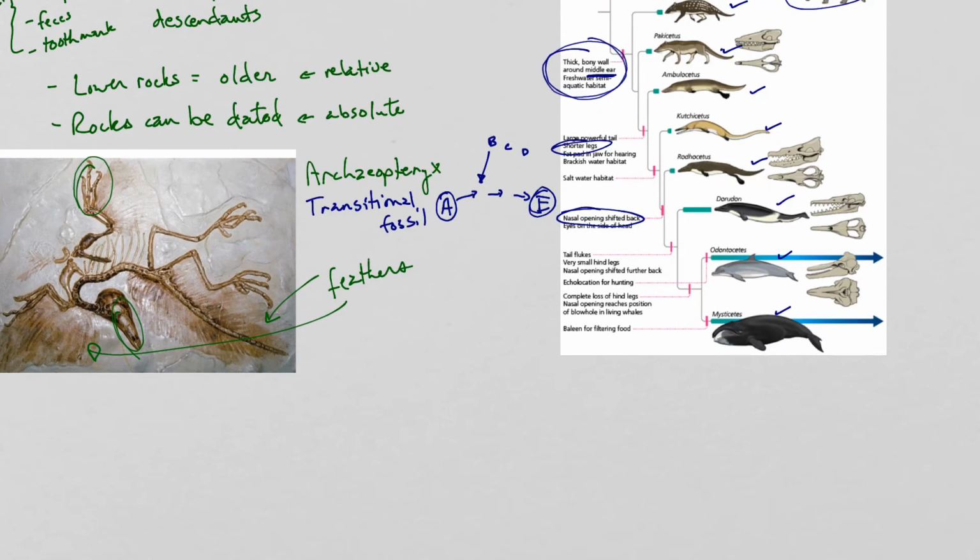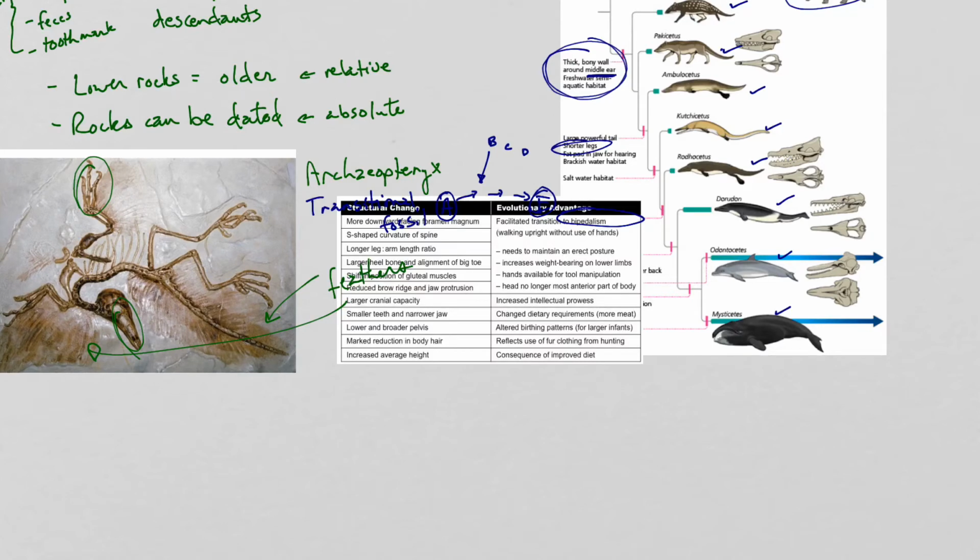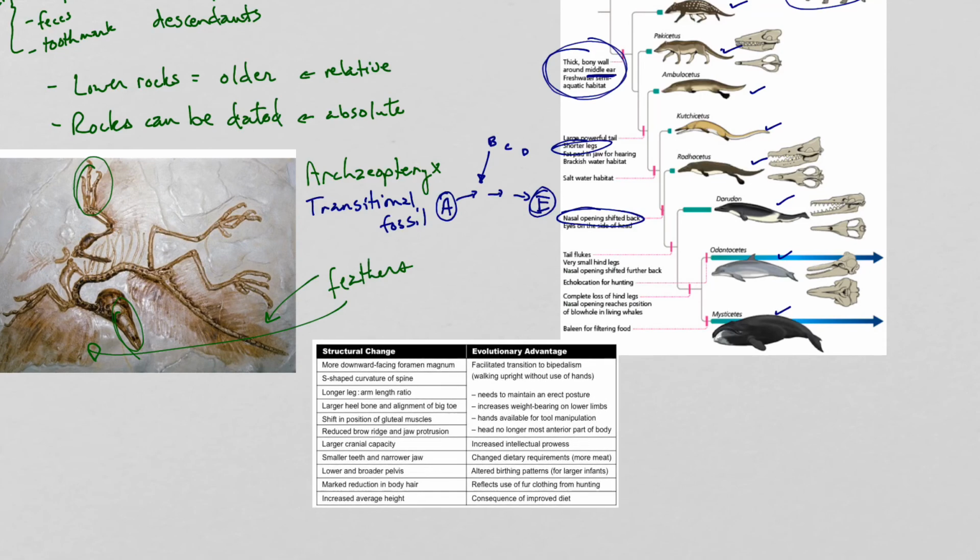One last piece of information about transitional forms. This is a really neat table that shows a whole bunch of characteristics of the change from what we think is the first human ancestor, a species called Australopithecus.